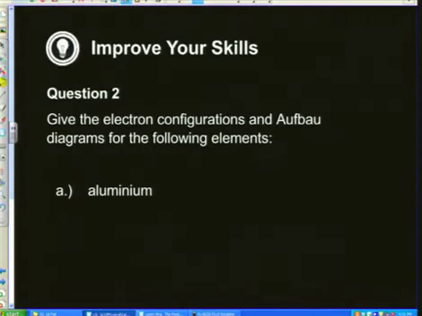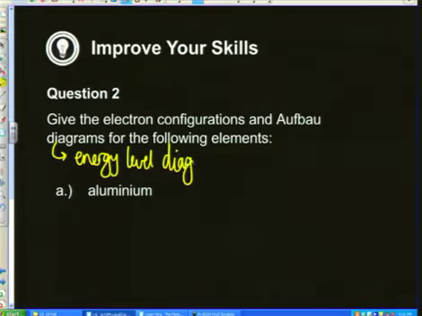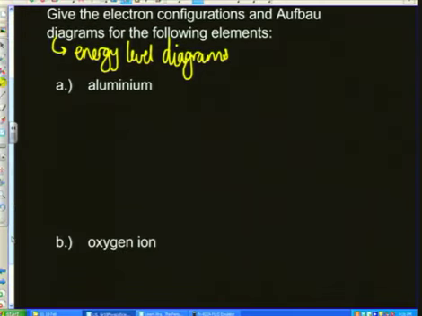Can we move on to question 2? Give the electron configurations and Aufbau diagrams. Again, we said these are energy level diagrams for the following elements. Once again, we've got it as an element, aluminium there.